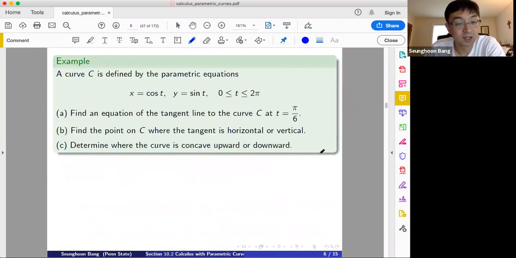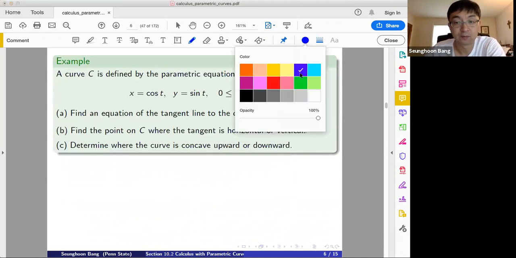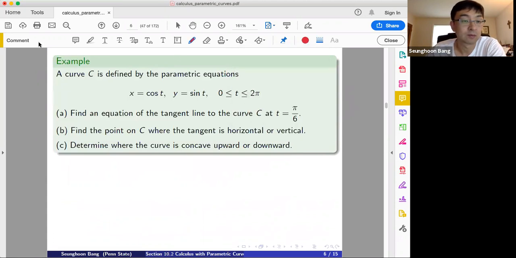Here, this is like a problem. The curve C is defined by the parametric equation x equals cosine of t, y equals sine of t. The t is between 0 and 2 pi. The first question: find an equation of the tangent line to the curve C at t equals pi over 6. Find the points on C where the tangent is horizontal or vertical. Next, determine where the curve is concave upward or downward.